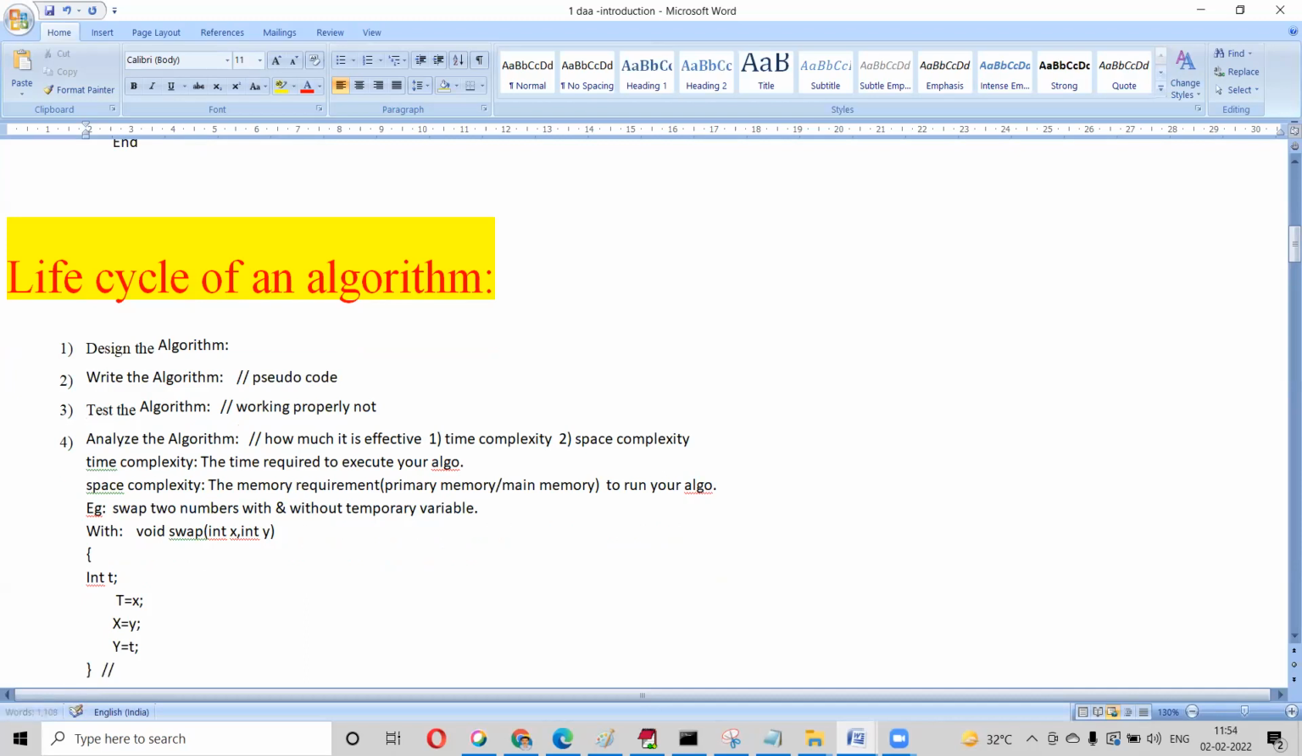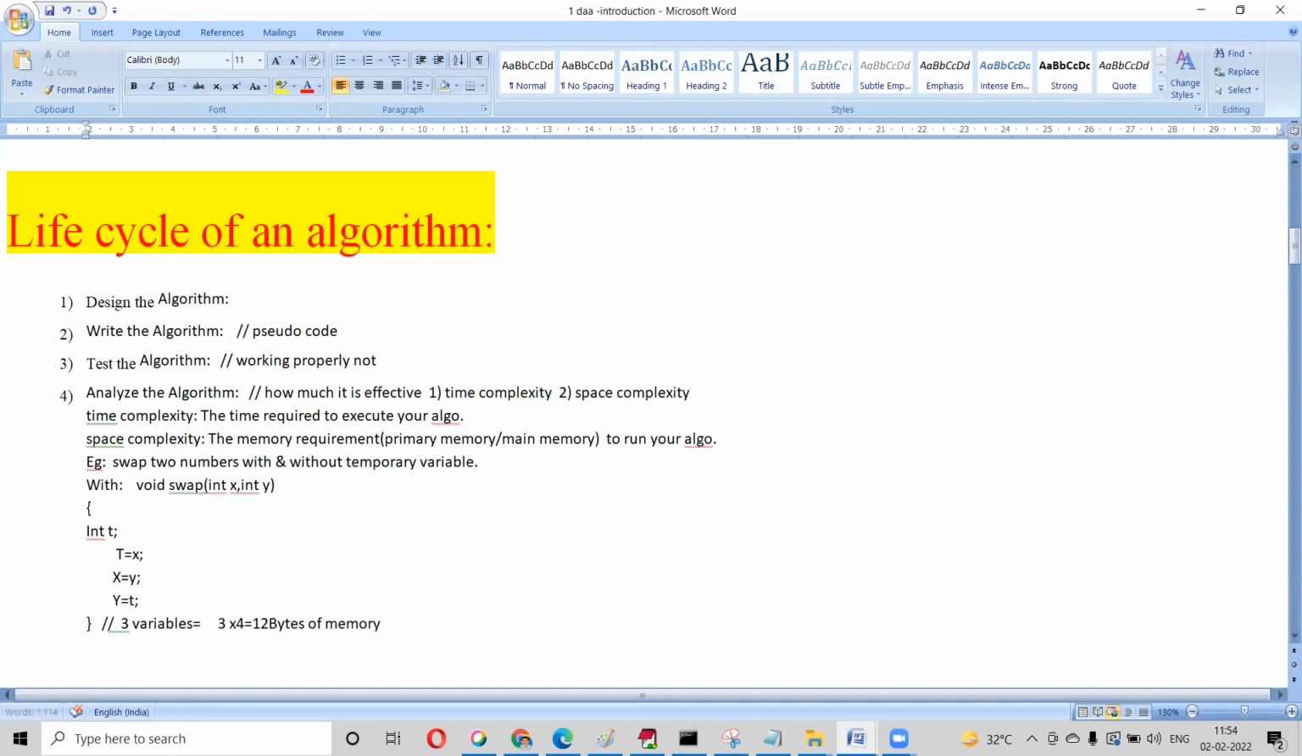Here how many variables am I using? Three variables. Suppose here we are using Java code. Java uses Unicode. For each variable it needs, assume 4 bytes. So 3 into 4, 12 bytes of memory we require in this case.